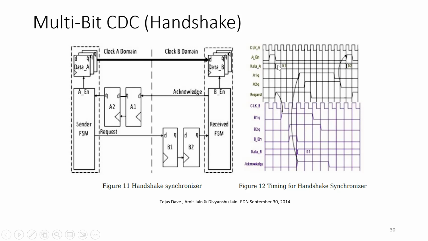And when the data is available, that is at this point, I am sending a request. This is my request. This request is going high, and it is passing by two D flip-flops, B1 and B2.